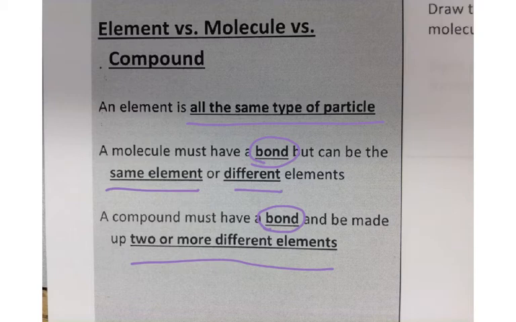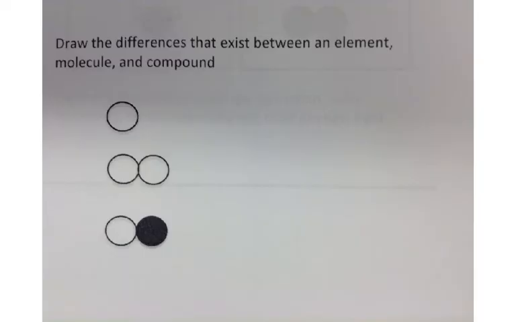I think it comes across better if you look at it visually. So we're going to look at this one over here. Because it's only one particle, it doesn't have a bond, and they are all the same, this would be an element. If you look at this one right below, they are all the same, so this too would be considered an element. If you look at the bottom one, you have one type of element and another type of element, and they are bonded, so therefore that would be a compound.